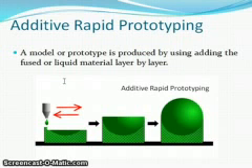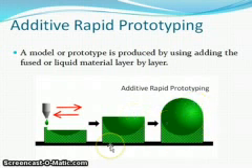A model or prototype is produced by adding fused or liquefied material layer by layer, and we get the exact model which is to be rapid prototyped. Here this video shows that there is a base material and the product material is added as liquid here and there, continuously, and finally we get the model. This method is called additive rapid prototyping.